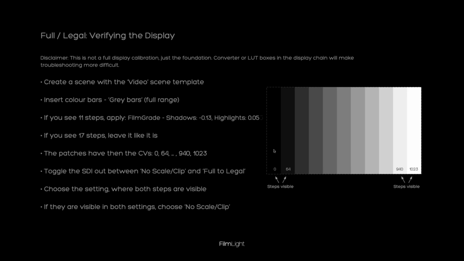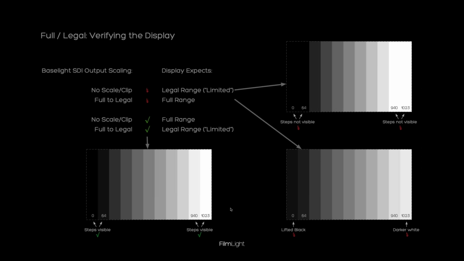Then you will see that the first step will be 0, and the second one 64 code value, and also these values here in the highlights. Then toggle the SDI out in Baselight between no scale clip and full to legal. And then choose the setting where both steps are visible, so where you can see a difference in the blacks and in the highlights. And if the steps are visible in both settings, then choose no scale clip, because then your display is basically expecting full range inputs. I tried to explain all 4 possible cases in this scenario on this slide.